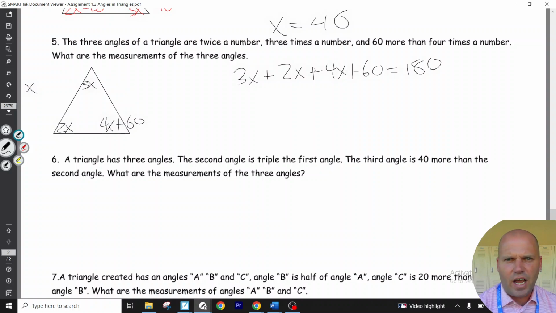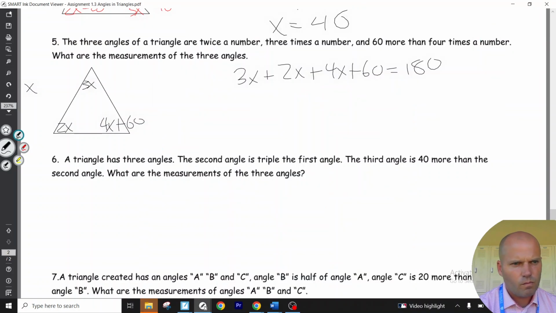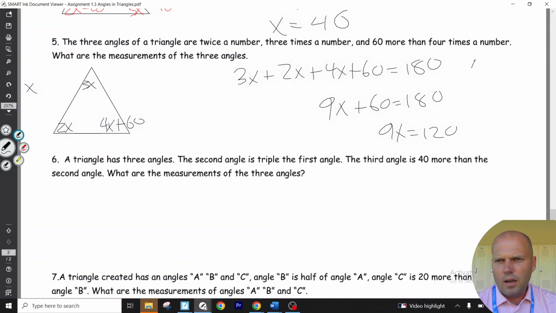Combining like terms, I have 9 x's. I will subtract 60 and get 9x is equal to 120. 120 divided by 9. Let's divide the top and bottom by 3. I'll have 40 over 3. This is 40 thirds has to be the number.